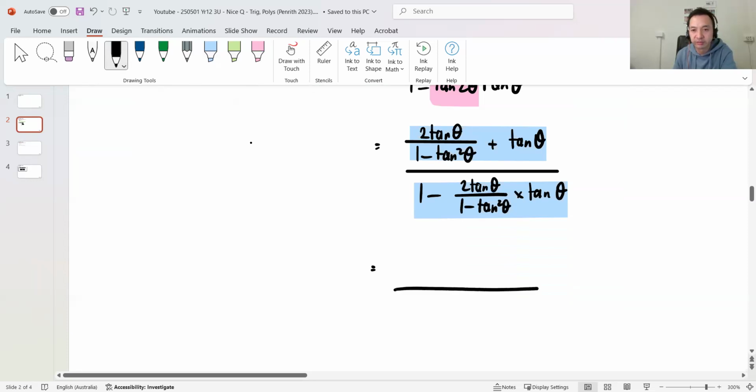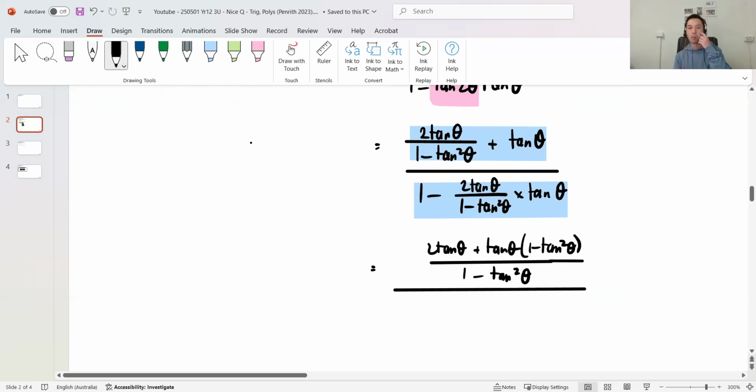So big fraction first, and then common denominator, small fraction here, 1 minus tan squared theta. And on top 2 tan theta plus tan theta times 1 minus tan squared theta, and then the denominator 1 minus tan squared theta as well. And now this term gets to 1 minus tan squared theta and minus 2 tan theta times tan theta, so 2 tan squared theta. Is that okay?